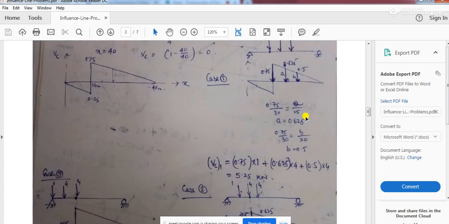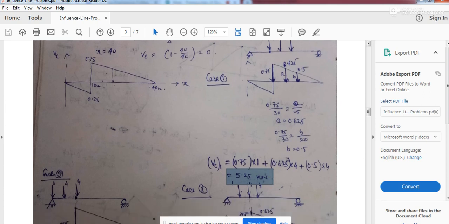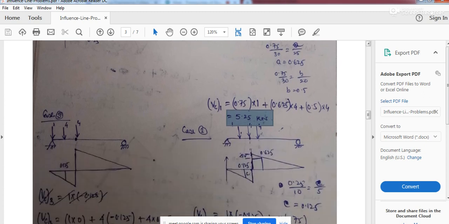Once you find the ordinates, you can multiply them with the loads. The loads are nothing but 1, 4, 4. So you multiply 0.75, the ordinate, into 1. Then the ordinate at this point is 0.625 multiplied by 4, and the ordinate at this point is 0.5 multiplied by 4, and then you get 5.25, okay. Once you get this, you go to the next case.